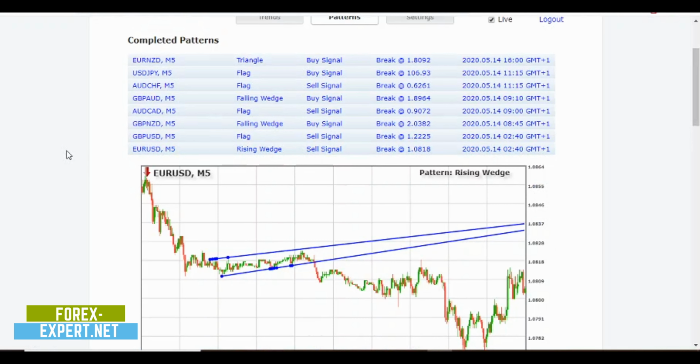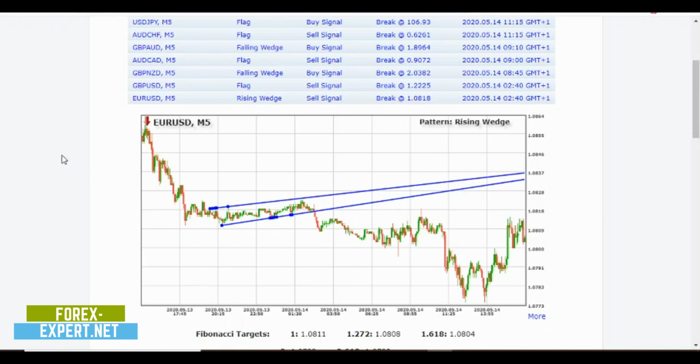Let's jump to the Euro USD, another very good example where you can learn a lot. We have a rising wedge sell signal break at 0.818. As you can see from the chart, we have a very strong downtrend, just looking at the price action, and the price went down, reaching the 0.776 level.